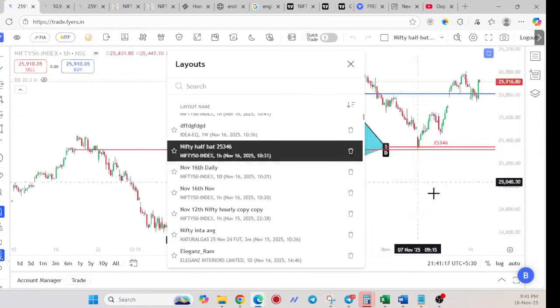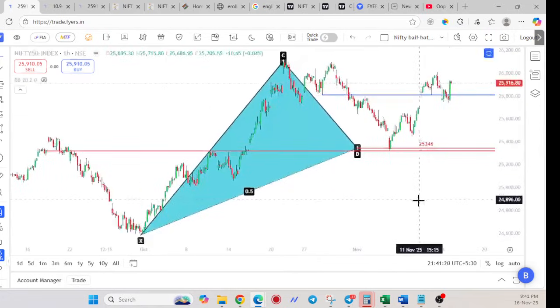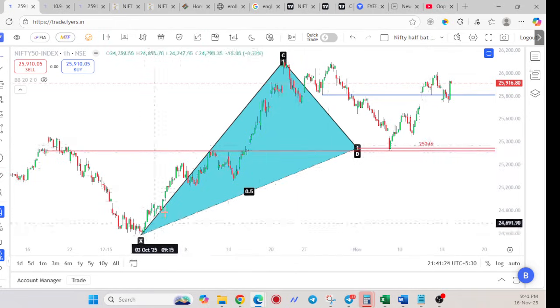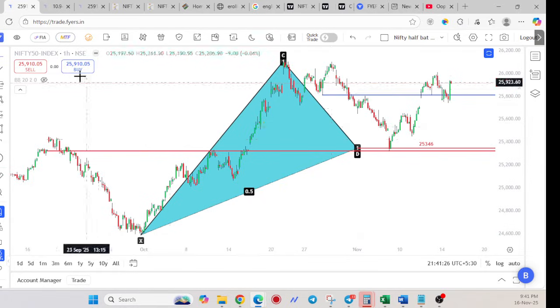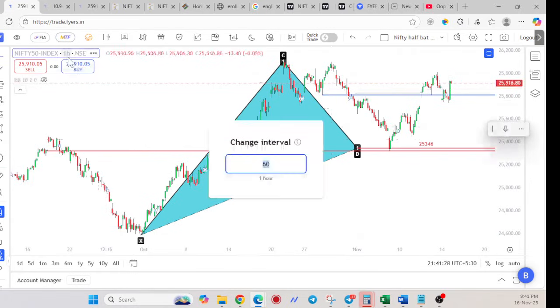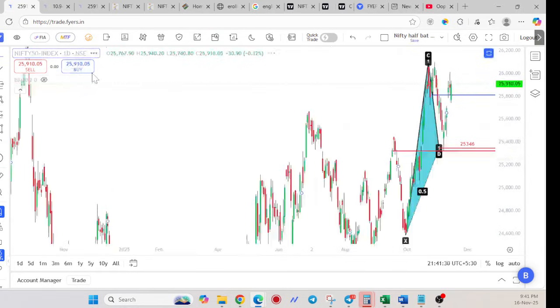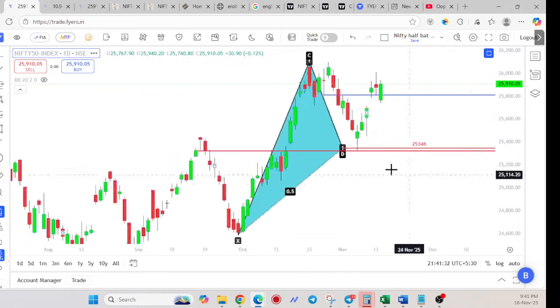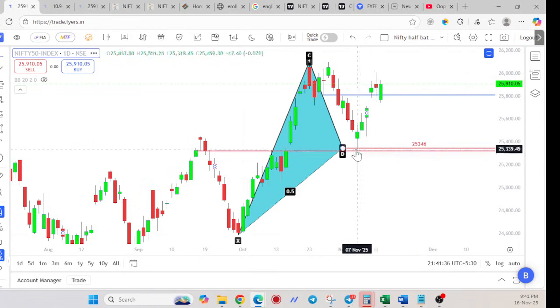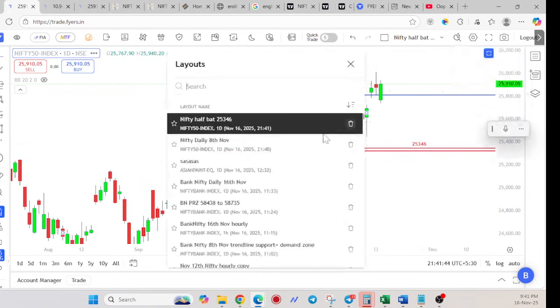The half bat that I was talking about, on the daily chart I showed you this number 25,345, 346. This is the half bat that I was showing you on the daily chart. If I convert this to a daily chart, nothing changes. This is the half bat we are talking about. We got this rally exactly from here, and we hit here and have come down here. Now what next? Let us go back and look at the daily chart of Nifty.